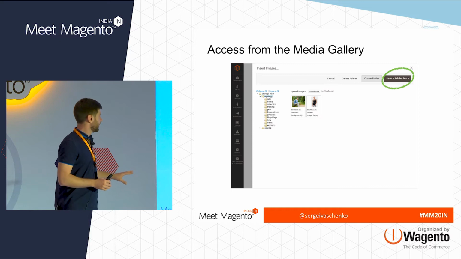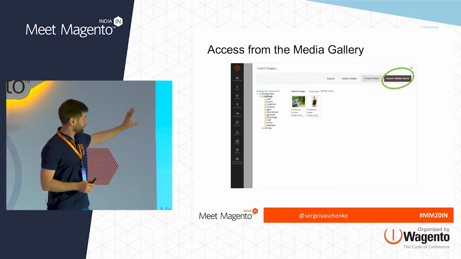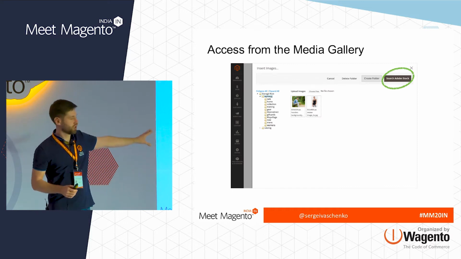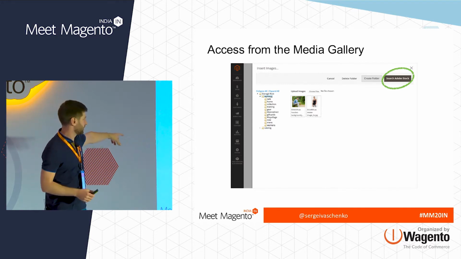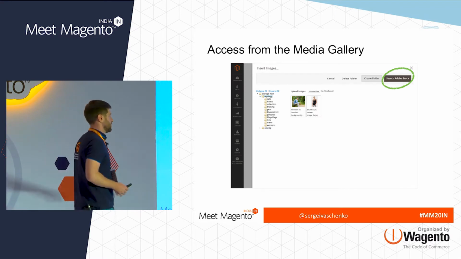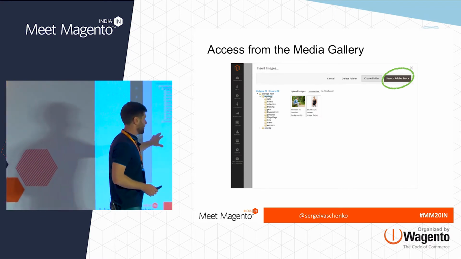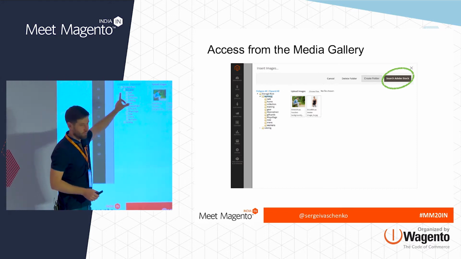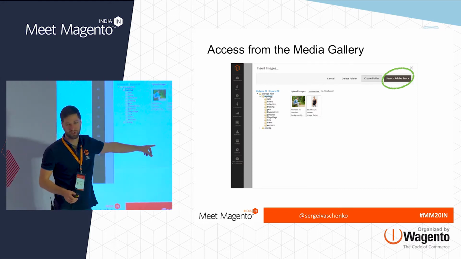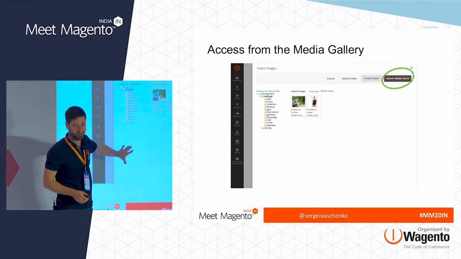So everywhere except for the product, when you add an image, you can do it through the media gallery. And that is the entry point to the images. So what we did, we basically modified the existing Magento media gallery. Just remember this interface of the media gallery. We'll need this image a bit later in the presentation.